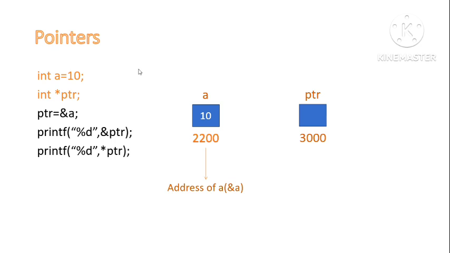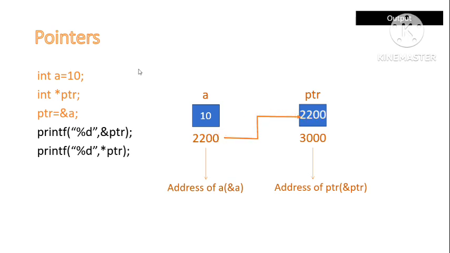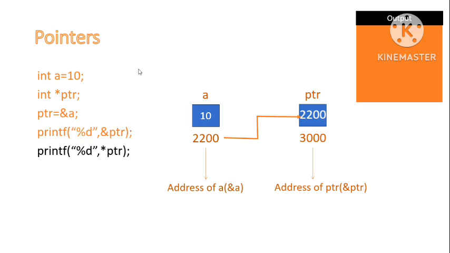Now in the third step, when I assign the address of a to pointer, the address of a will be assigned to the pointer value. So what is the address of a here? It is 2200. That will be assigned to pointer. Now pointer will have the value 2200, which is nothing but the address of a. Now we'll go for printf %d ampersand of pointer. Ampersand of pointer is the address of pointer. So what is the address of pointer? The address of pointer is actually 3000.